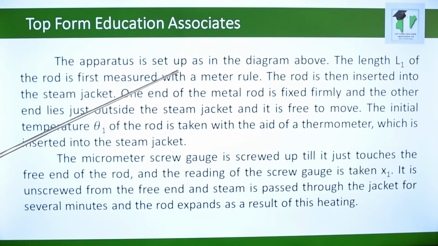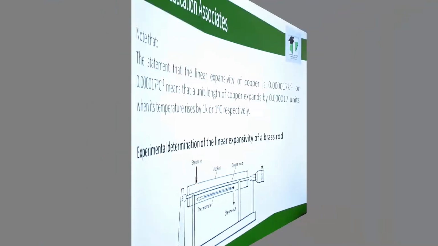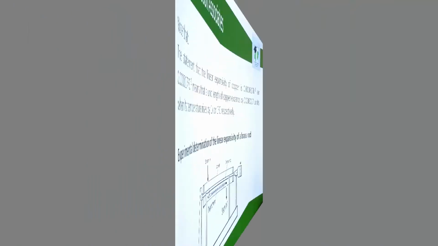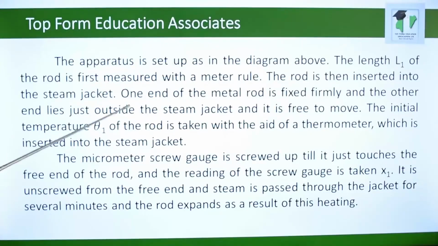The apparatus is set up as in the diagram above. The length L1 of the rod is first measured with a meter rule, to know the original length of the brass rod. The rod is then inserted into the steam jacket. After measuring it, you insert this rod into the steam jacket.